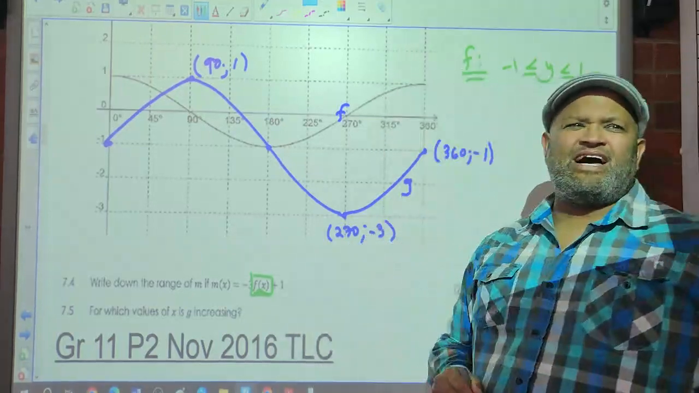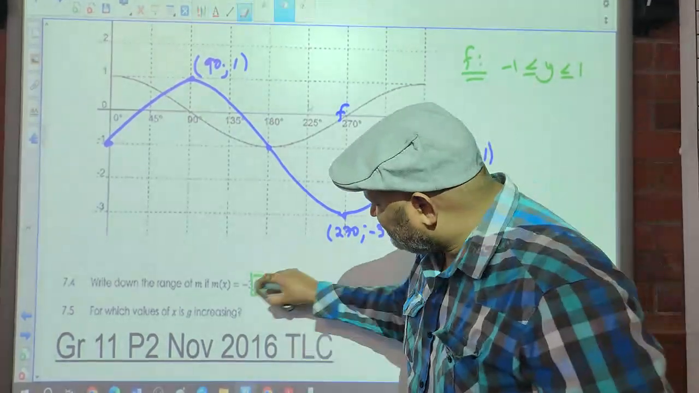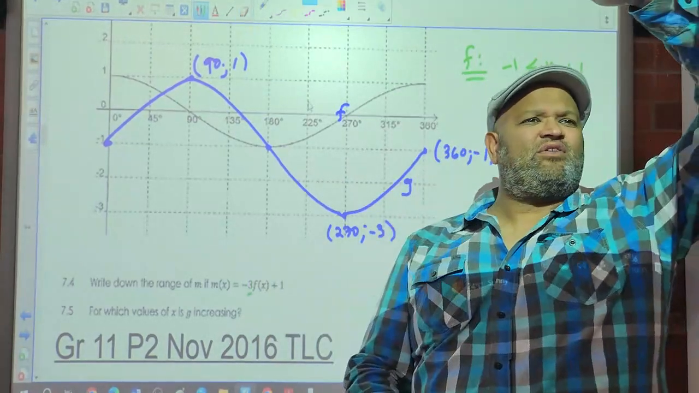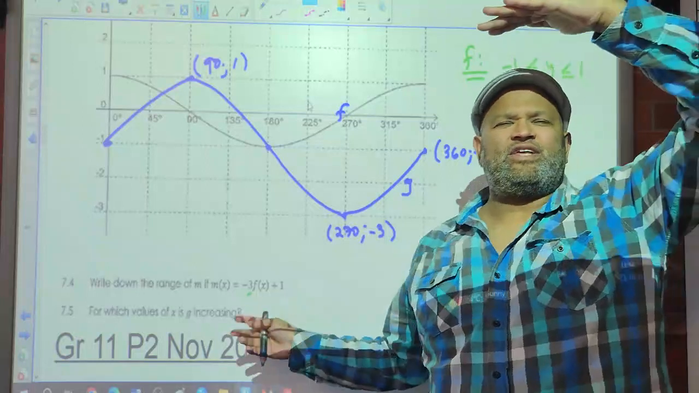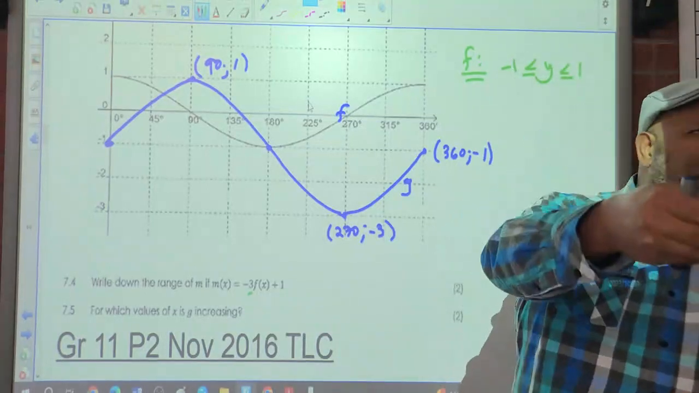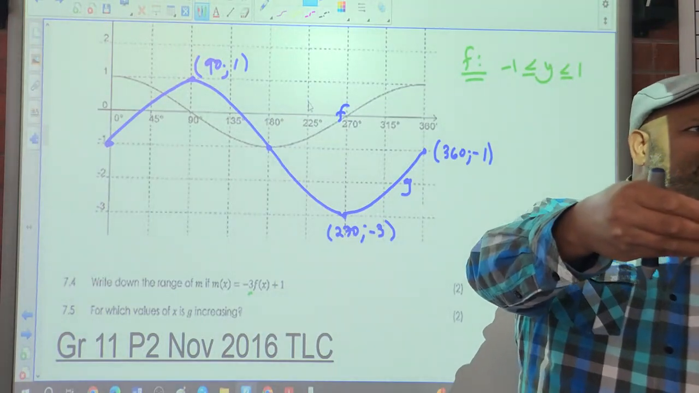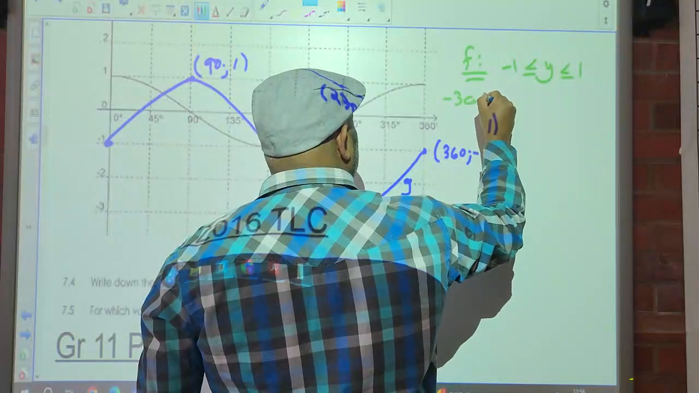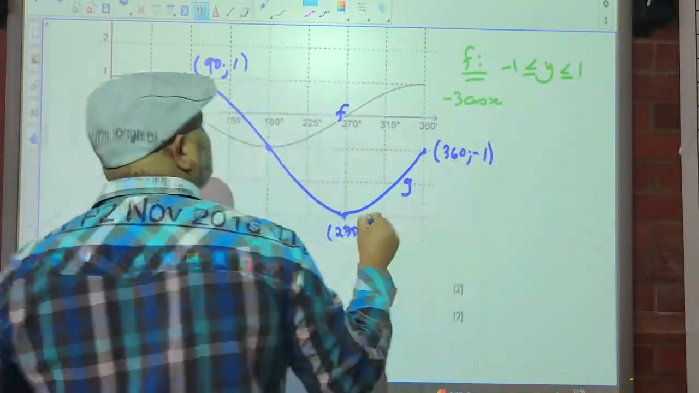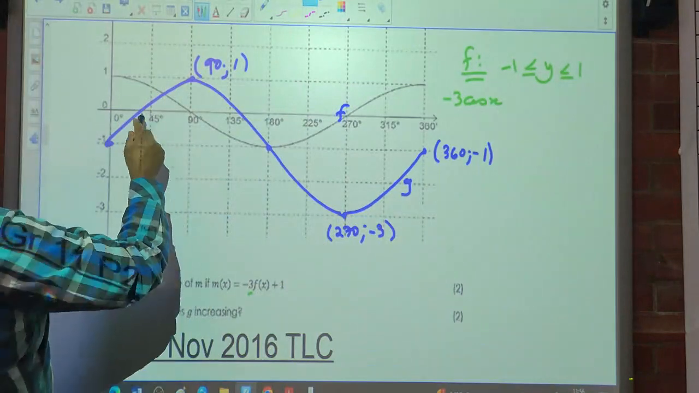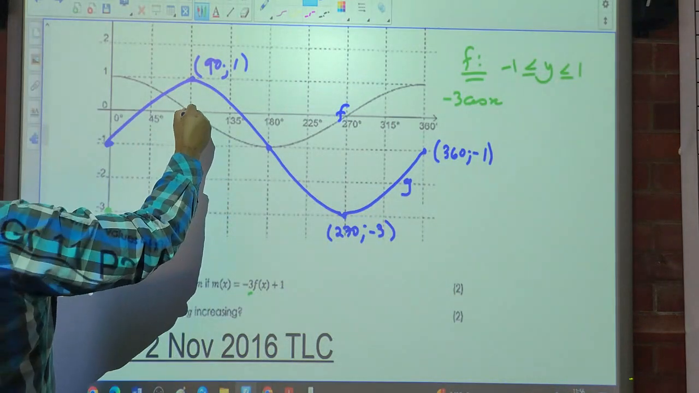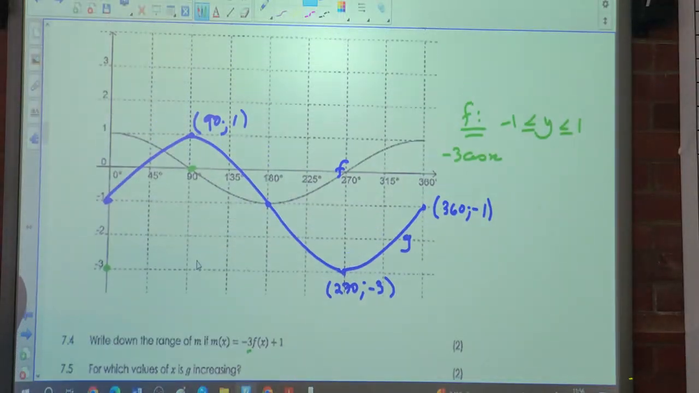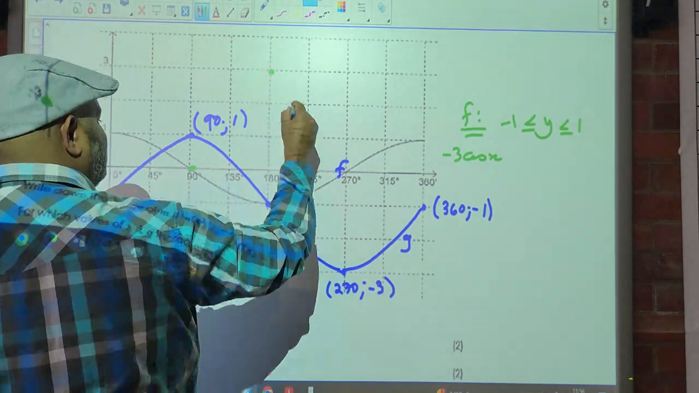Okay, but now what effect does this -3 have in front of this graph? The amplitude will shift now to 3. And what effect does that negative have? It flips the graph. Okay, so if I must draw this graph, -3 cos x, then, as we say, the graph is flipped, and the amplitude is increased to 3. Okay, so of course it goes to 3.